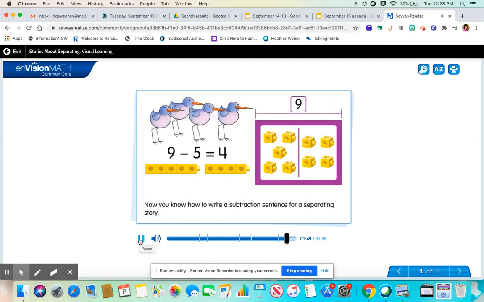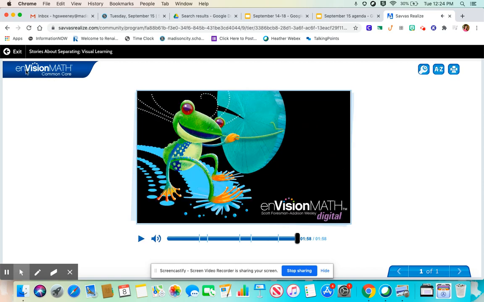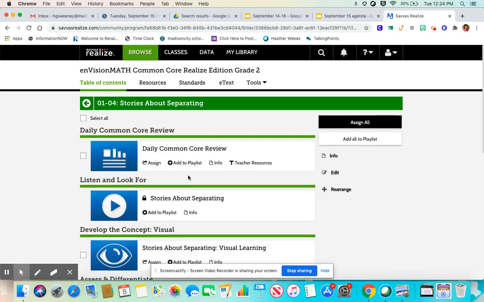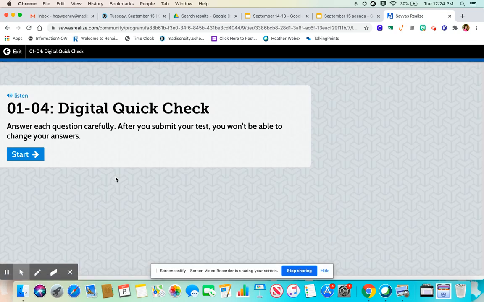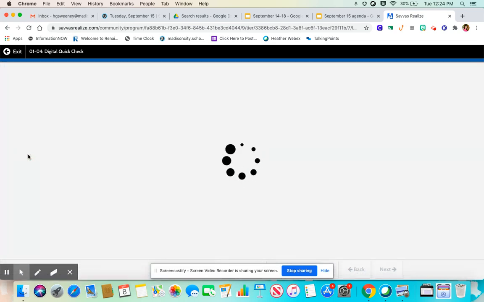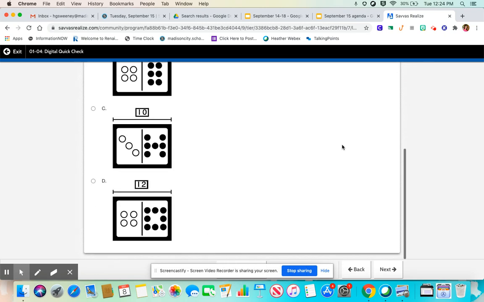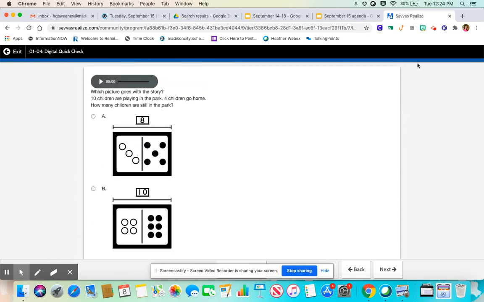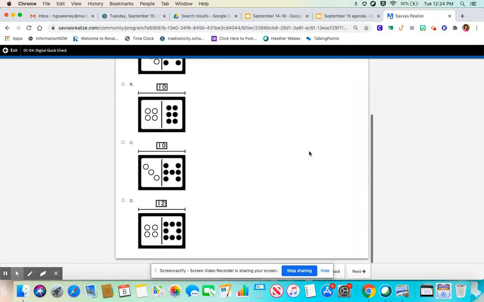Now you know how to write a subtraction sentence for a separating story. So what we're going to do now is a quick check. Make sure that you've got your pencil and your math notebook, and we're going to do a little practice to see how you guys are doing with this, okay? Now look, there's some choices. So I'm going to try to make the screen smaller so I can see a little bit more of the choices so that they're all there a little better.